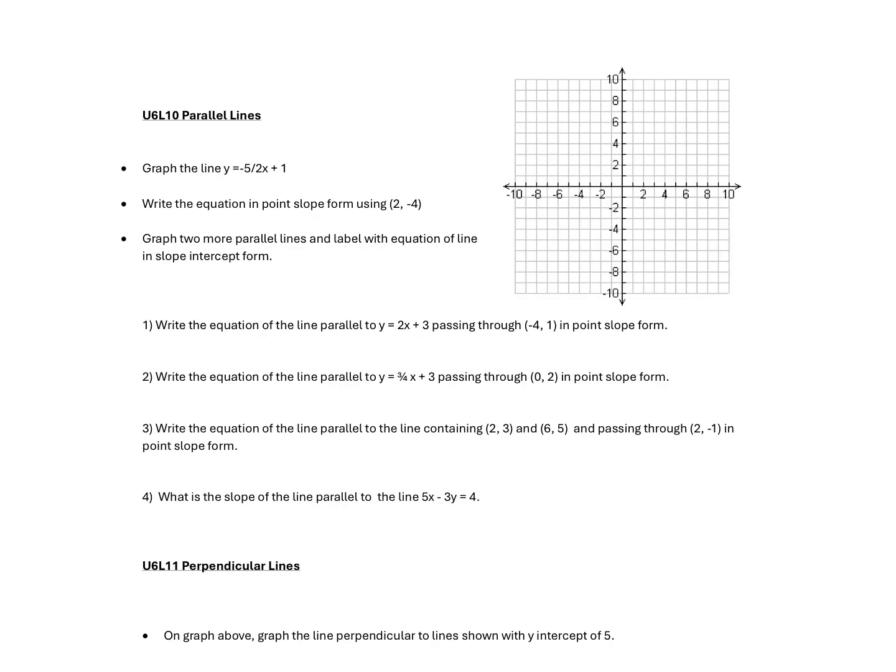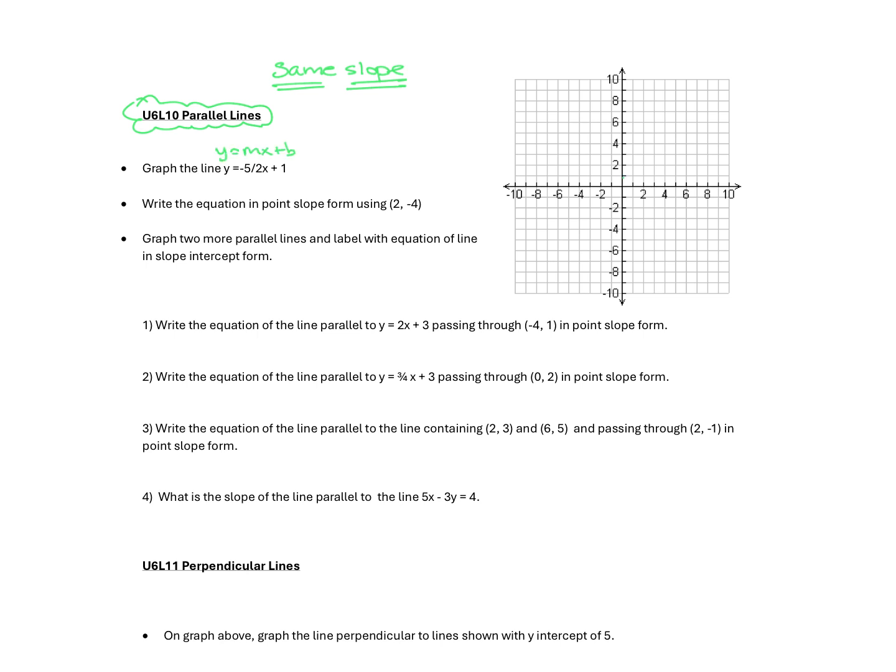So this is notes for lesson 10 about parallel lines. We know from previous classes that parallel lines have the same slope. So if two lines have the same slope, then they would be parallel to each other. They would never cross. So it says to graph the line y equals negative 5/2 x plus 1. This is in my y equals mx plus b form.